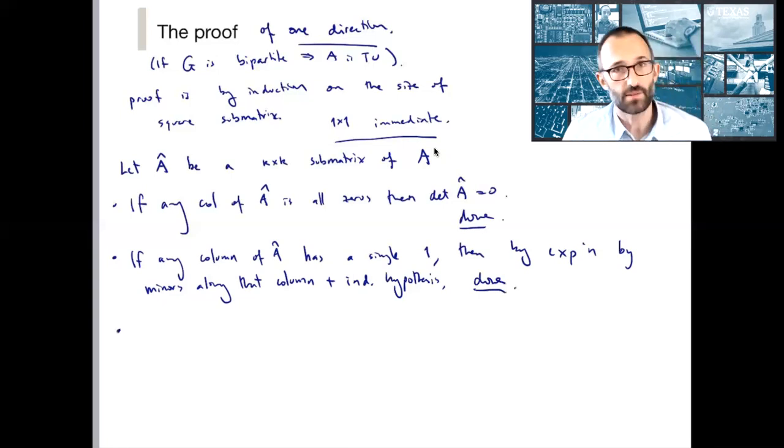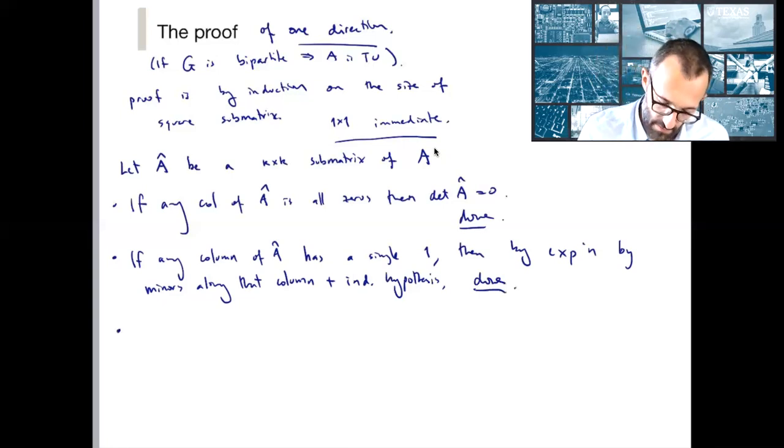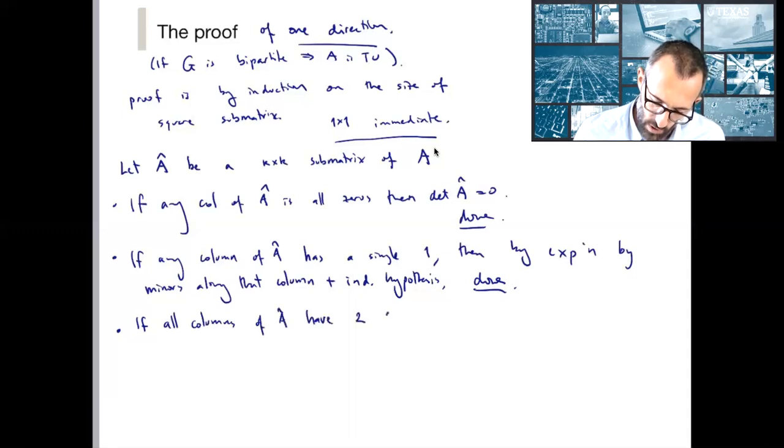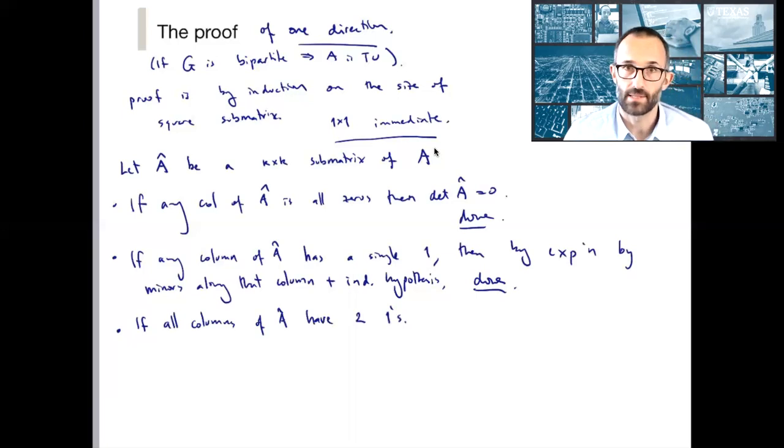So we're only left with the case where all columns of A hat have two 1s. It has to be that way. Now, we're going to use the one property that is in the theorem, namely G is bipartite, and we haven't had to use that yet.